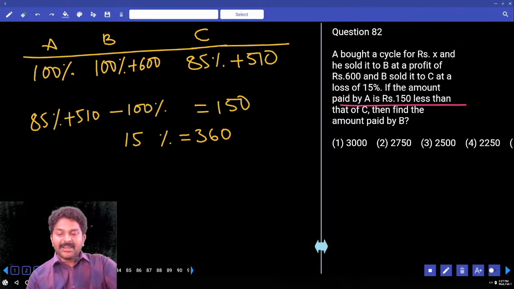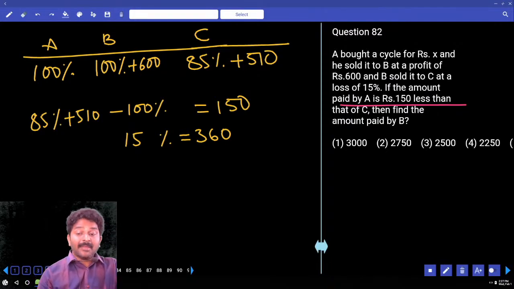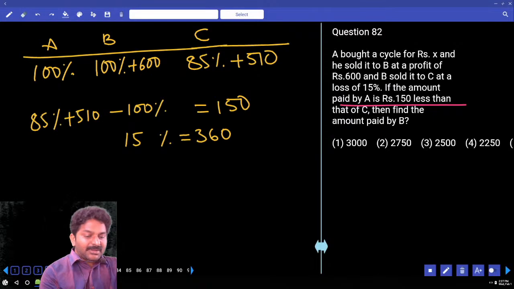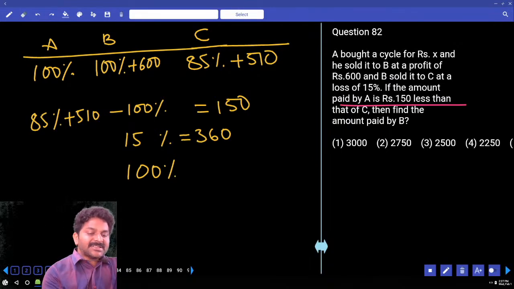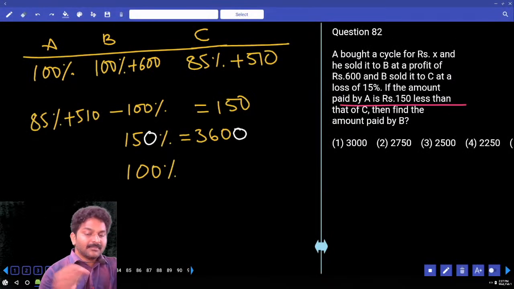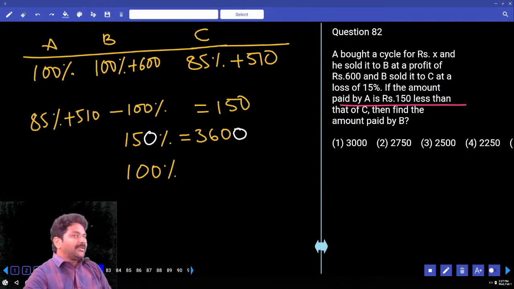And we were asked to calculate the amount paid by B. How much is the amount paid by B? 100% plus 600. So let's calculate 100%, then we can add 600 later. From the first statement, if 15% is 360, adding a 0 here, 150% is equal to 3600.